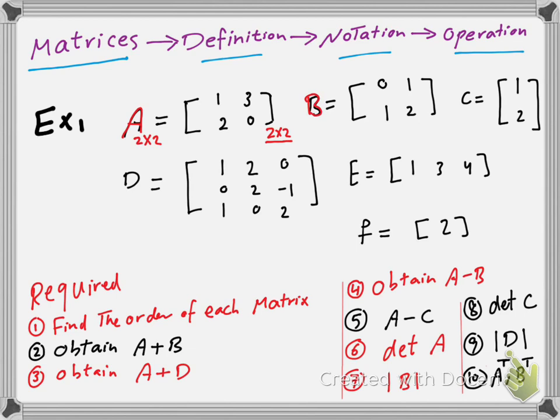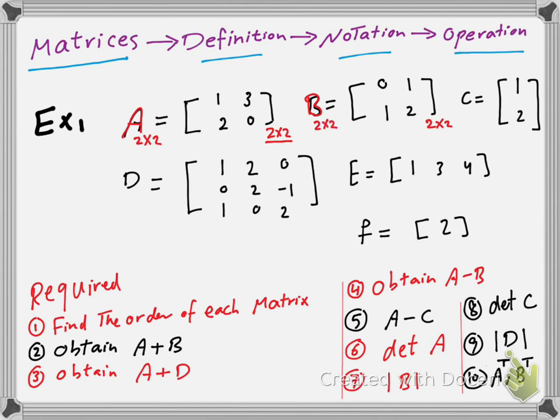Then let's count the rows first. How many rows do we have here? We have 2 rows. Then this is 2 by. How many columns do we have here? 2 columns. Then 2 by 2. Then you can type now that matrix B is of order 2 by 2.